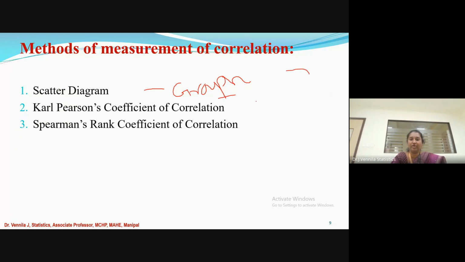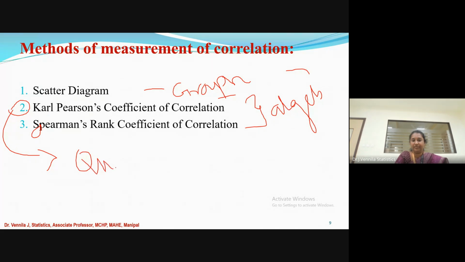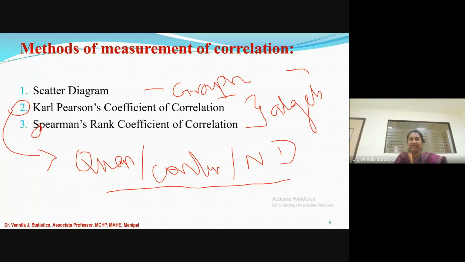These two are called algebraic methods. We have a formula, and based on that we calculate. Both are algebraic methods, but what is the reason we are studying two models? Because one, the second one is there. When your data are quantitative, when your data are continuous, when your data are normally distributed, when these three conditions are satisfied, then it's possible to apply the Karl Pearson coefficient.